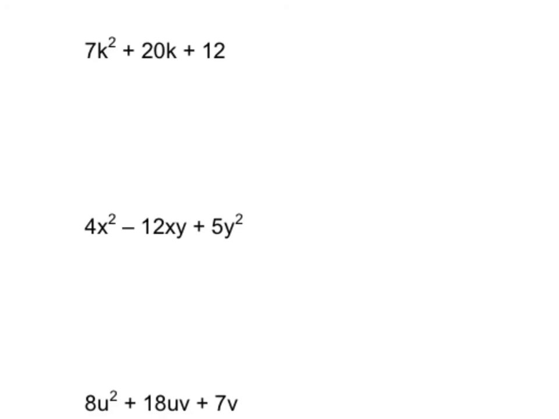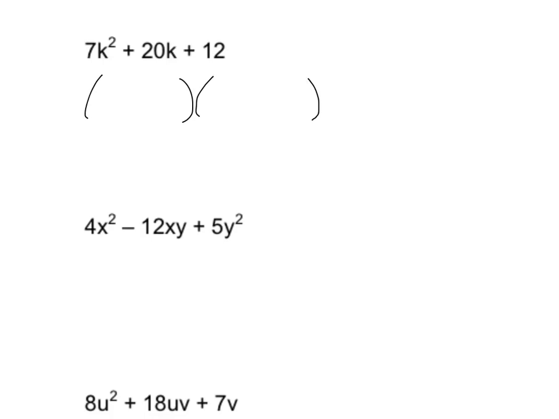Okay, so this one's a little bit different. Nothing can be factored out. There's only one letter, which is nice, but how do we factor it? Well, there's two ways to do this, factoring by grouping and trial and error. And I'm going to do this one by trial and error because it's not too bad, but the majority of the time I'll do factoring by grouping.